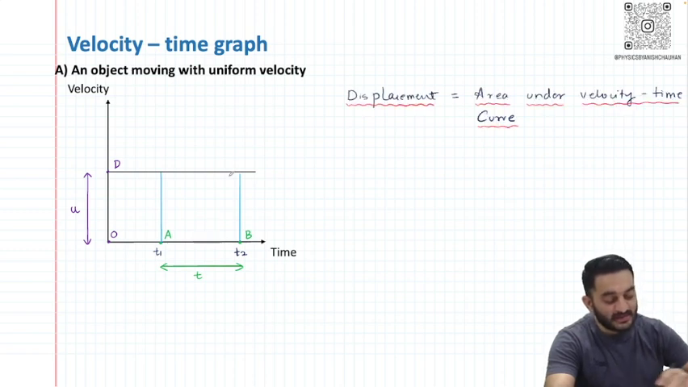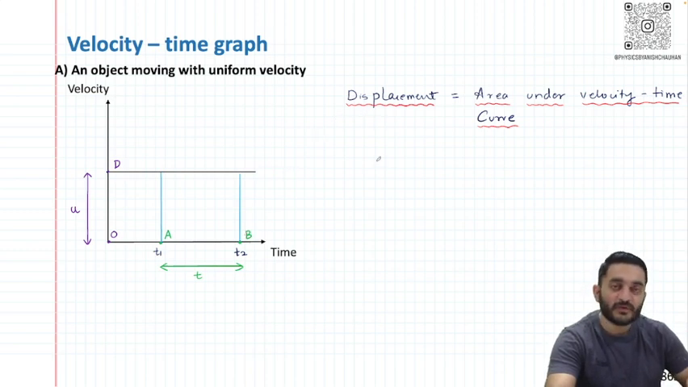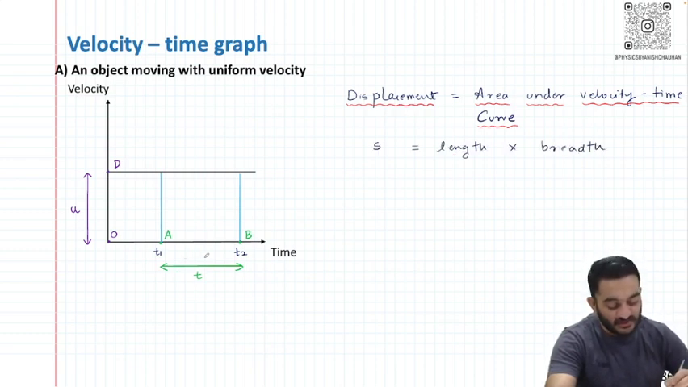Now what we need to understand is that in this case, if I go for a displacement, the displacement is going to be calculated for a velocity time graph if you go for the area under the velocity time curve. And how do we actually do that? Here in this case, the symbol which we have taken for the displacement is S.